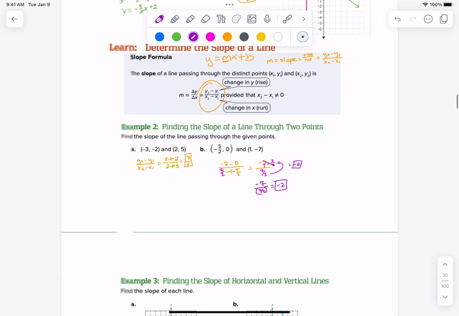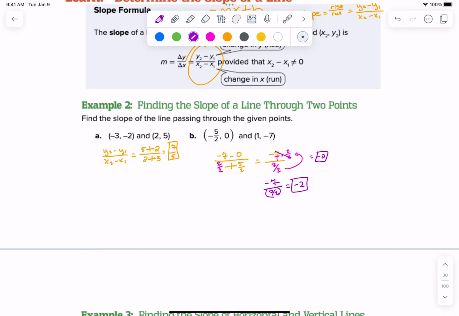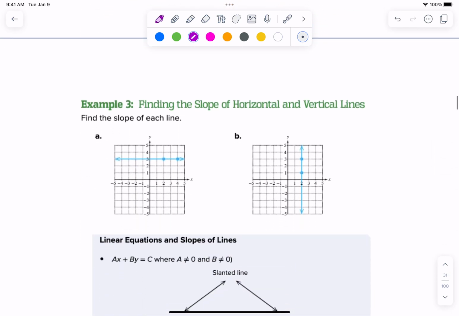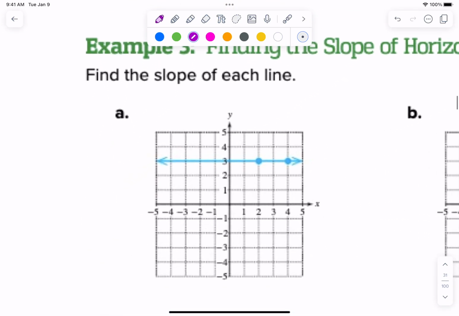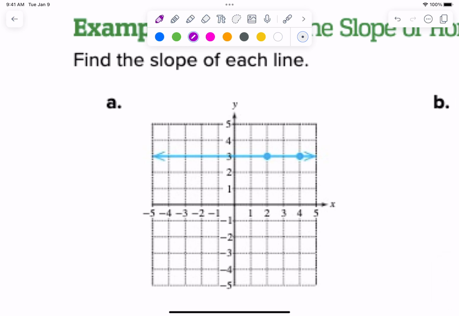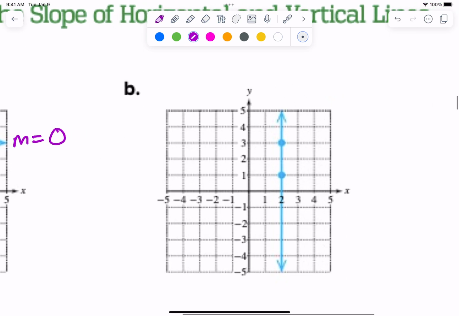Hey, that was A and B. Awesome. All right, finding the slope of a horizontal and a vertical line. Finding slope. This one's slope is 0. You know from calc, a horizontal tangent line, right? Eli says he has no idea what I'm talking about because he doesn't listen in class anyway. So the slope is 0. What's the slope of a vertical line?